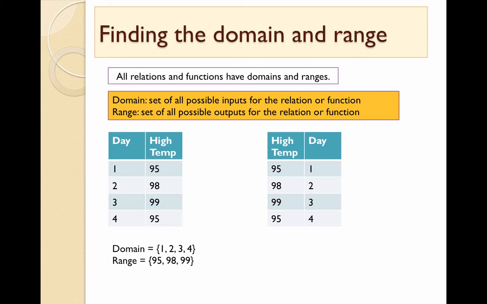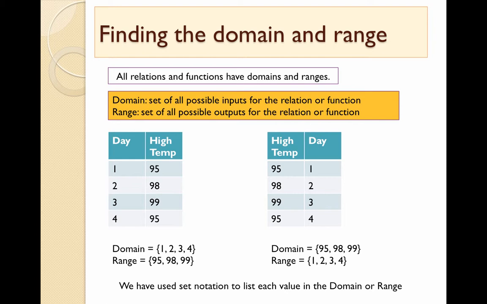Let's look at the second table. All I've done there is just reversed my inputs and outputs. So now my inputs are the high temperatures and the outputs are the days. So my domain consists of all the high temperatures, again not writing any duplicates, and the range consists of all the days.